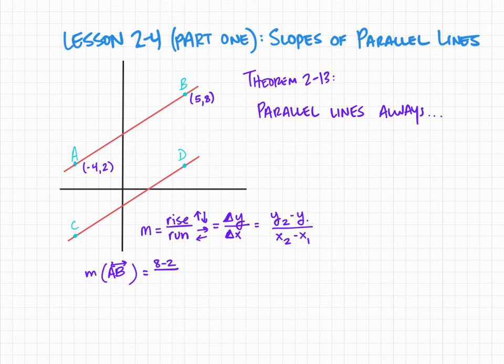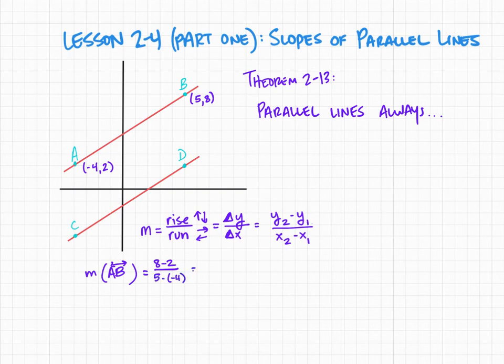So when I was calculating the change in my y's, I chose to make it this y minus this y. Now, when I find the difference in the x's, I need to do that same order. So I am going to do 5 minus negative 4.